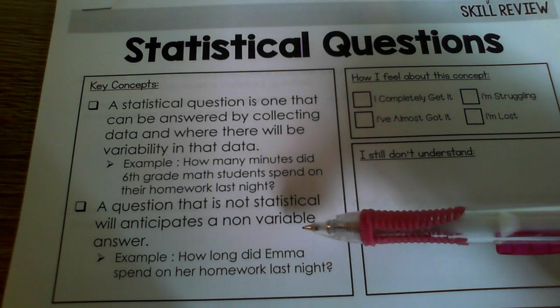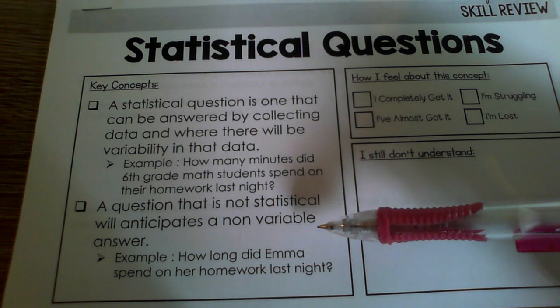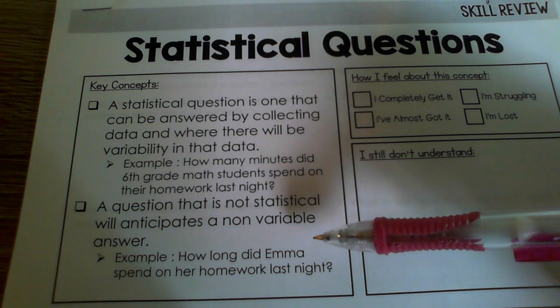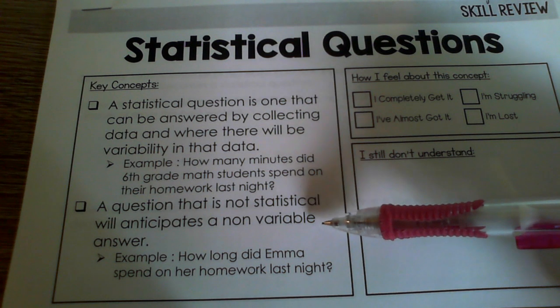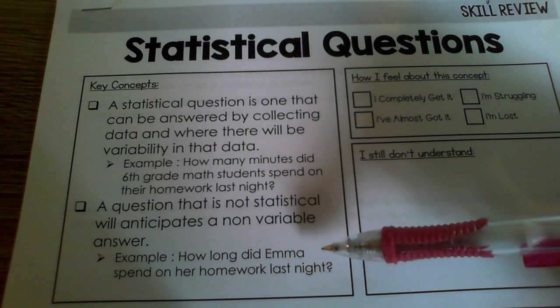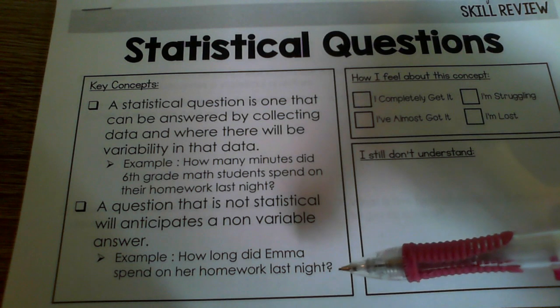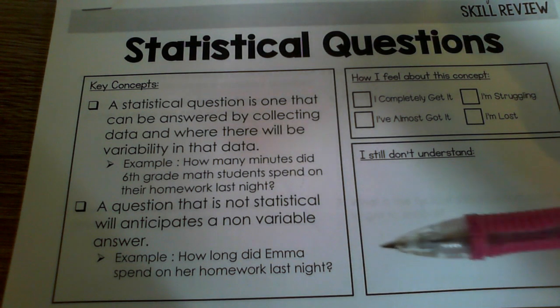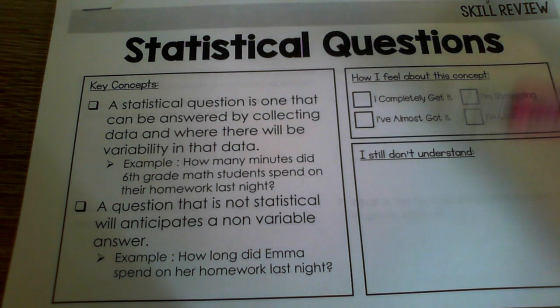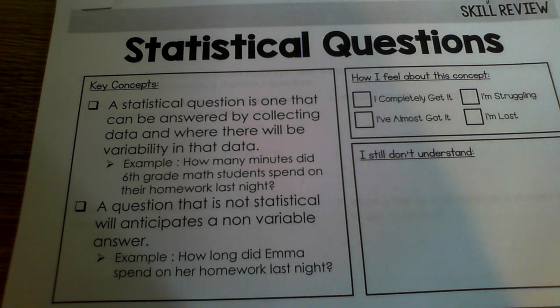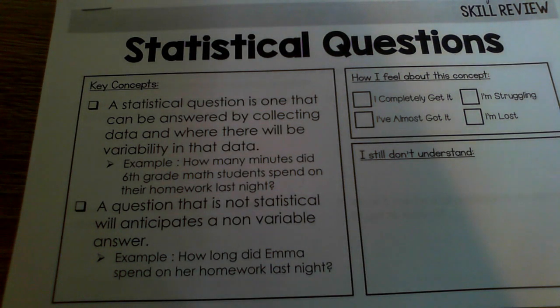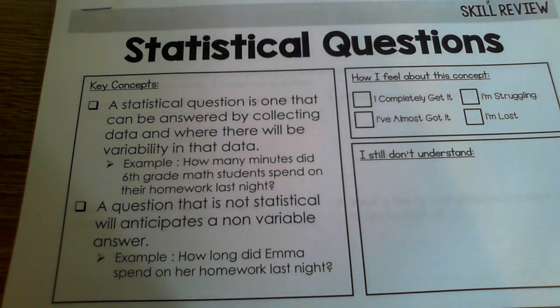So a question that is not statistical will anticipate a non-variable answer. That means they're going to anticipate one answer and there's not going to be a bunch of different answers to it. So, for example, how long did Emma spend on her homework last night? That is a non-variable answer. We're asking one person how long they spent doing one particular thing, and we're going to get one answer. So there won't be a bunch of different ones, and different answers are what make them variable.